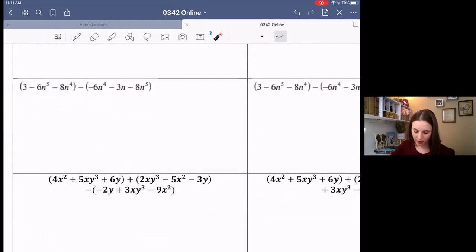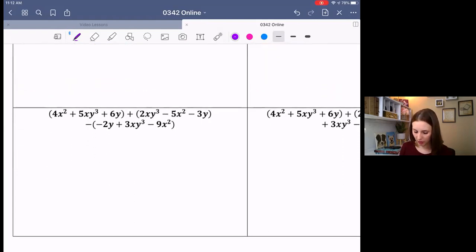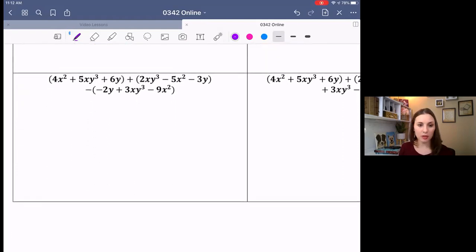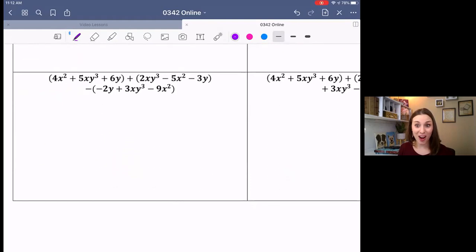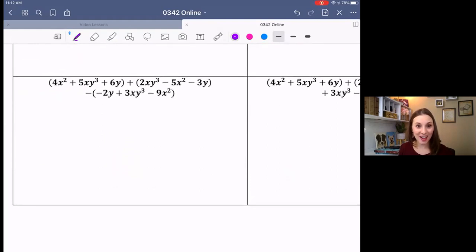This would be more of the same. You would have to distribute that negative. But I'm going to skip down here for the sake of time because I want to cover this. Look how fun that is.